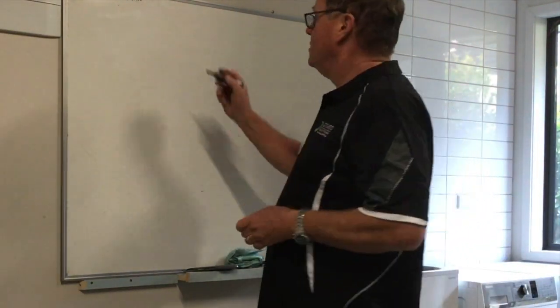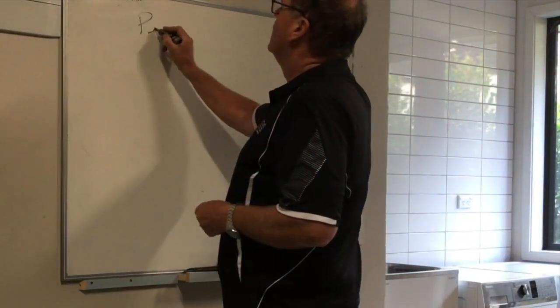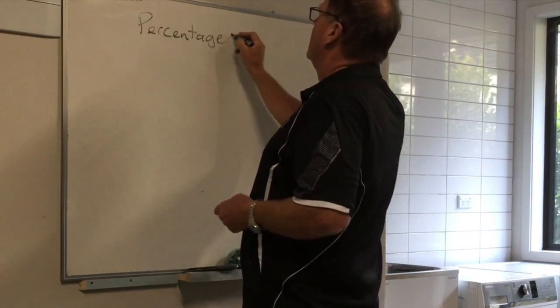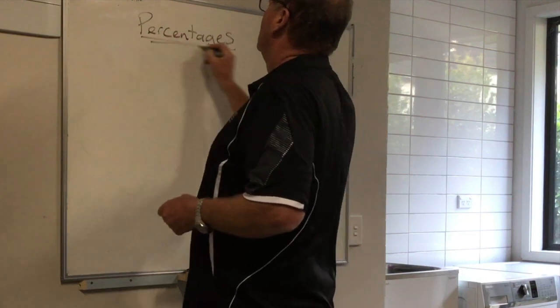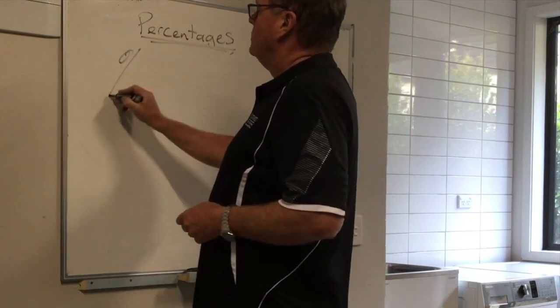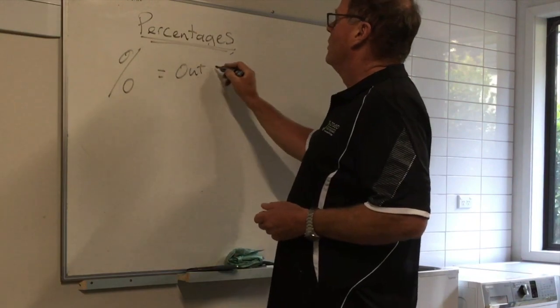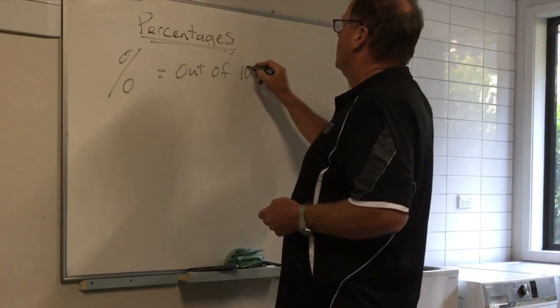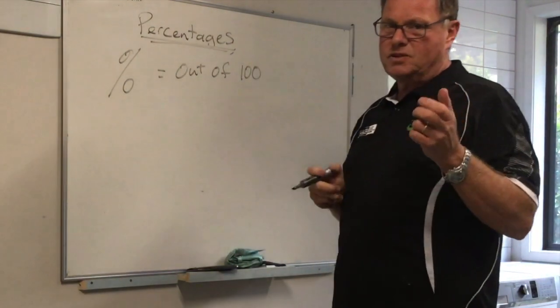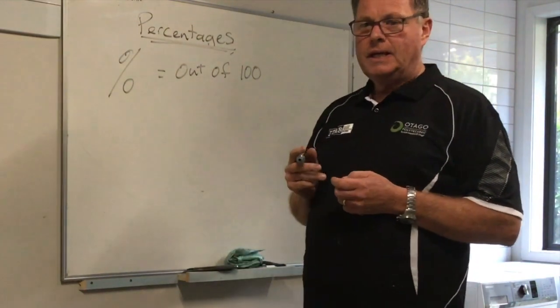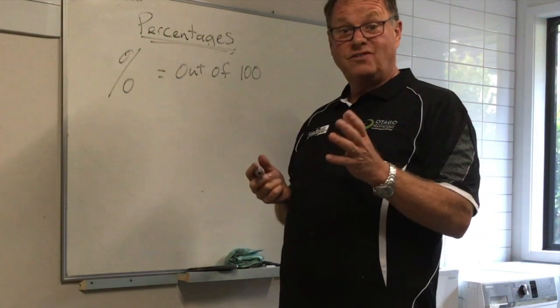Right, today's lesson with Uncle Kev is going to be on percentages. Percentages are shown like this, and it equals out of 100. So any percentage is out of 100. Why do we need to know percentages?